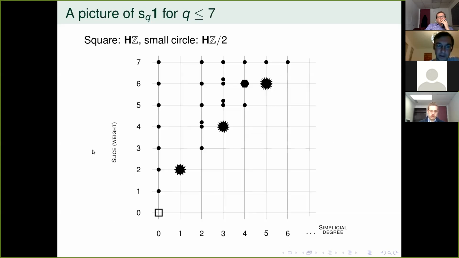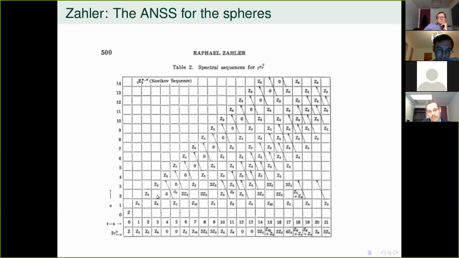And then here we have, if you want to distract yourself, you can count the little spikes here on the stars. These are 12. This is Z mod 12, which comes up in the integral Adams-Novikov spectral sequence. So here you see the Z mod 4. The 3-primary part is not visible on Zahler's table here.